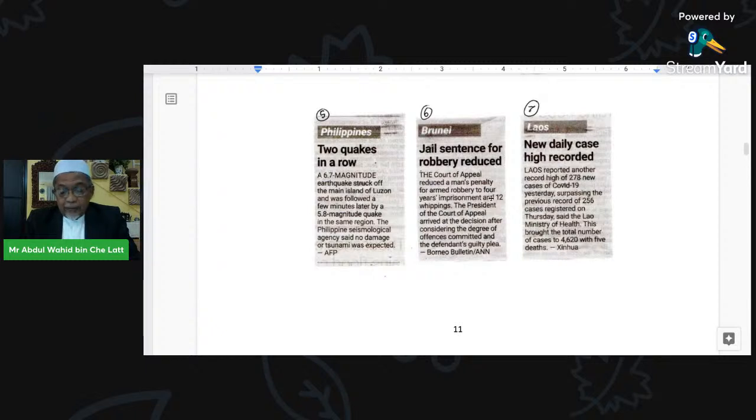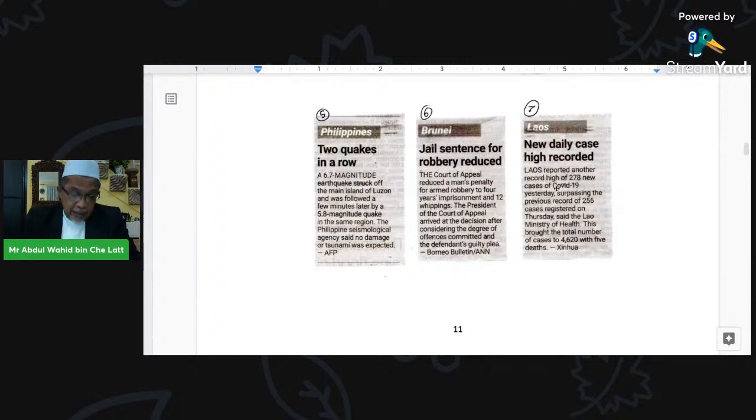Okay, extract 7, Laos. New daily case high recorded. Laos reported another record high of 278 new cases of COVID-19 yesterday, surpassing the previous record of 256 cases registered on Thursday, said the Laos Ministry of Health. This brought the total number of cases to 4,620 with 5 deaths. So they were reported and brought.